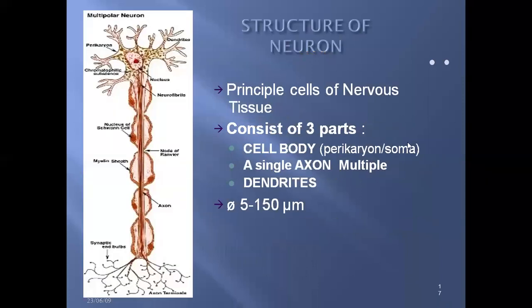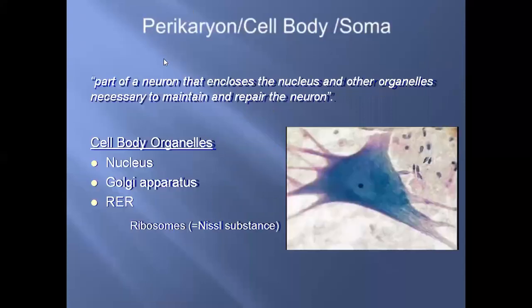Here are the parts of a neuron. It consists of the cell body, axon, and dendrites. Here is the cell body, the part of the neuron that encloses the nucleus and other organelles necessary to maintain and repair the neuron. Cell body organelles are the nucleus, Golgi apparatus, rough endoplasmic reticulum, and ribosomes. These are called the Nissl substance.